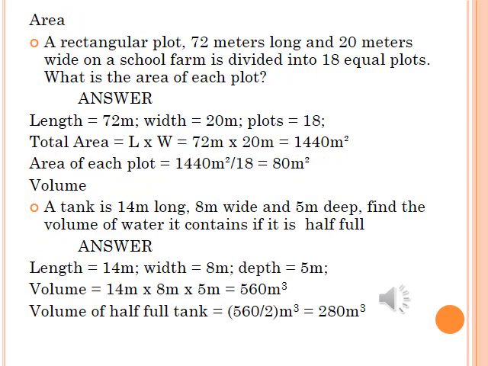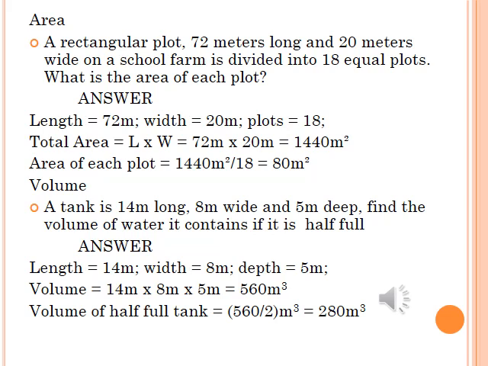5. Area. A rectangular plot 72 meters long and 20 meters wide on a school farm is divided into 18 equal plots. What is the area of each plot? Answer. Length is 72 meters. Width is 20 meters. Plots are 18. Total area is length times width, which is 72 meters times 20 meters, which will give us 1440 meters square. Area of each plot is equal to 1440 meters square divided by 18, which is 80 meters square.